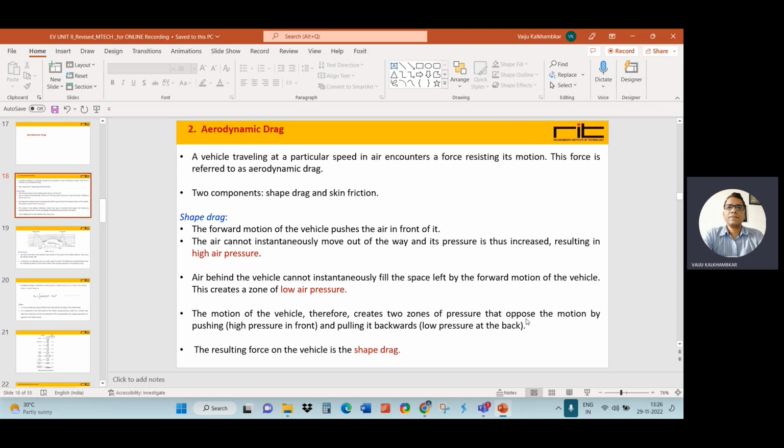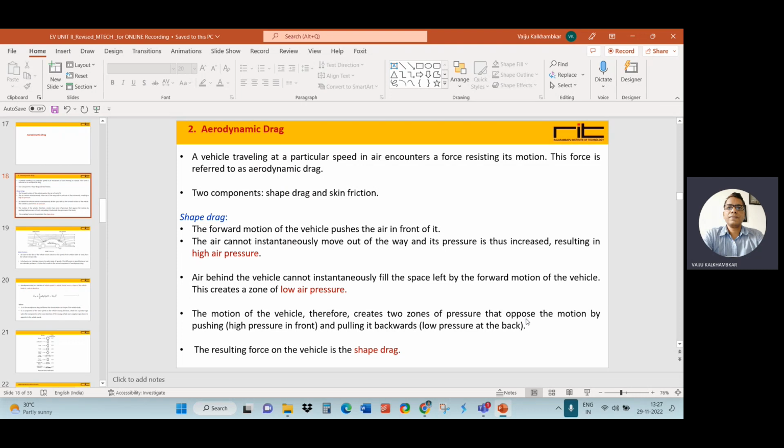The aerodynamic drag has two components. One is the shape drag and another is the skin friction. We'll discuss the shape drag. The forward motion of the vehicle pushes the air in front of it, but the air cannot instantaneously move out of the way, and its pressure is increased, which results in high air pressure at the front side of the vehicle.